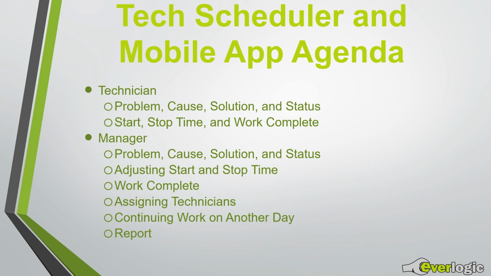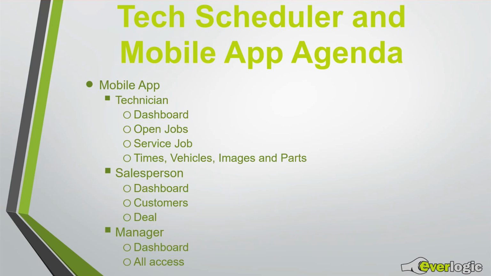And then we went over the reports that are available to you. And then in the mobile app, we signed in as a technician, where they have a dashboard. They can open jobs, and they can look at different service jobs to update times, vehicles, images, and parts. And then the salesperson has a dashboard. They can also add in customers and deals. And then lastly, as a manager on the EverLogic mobile app, you'll have access to all of these options.